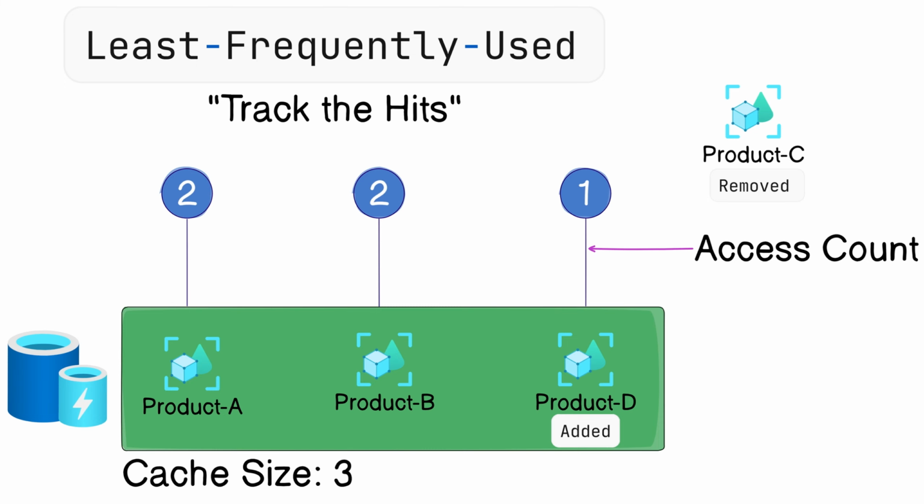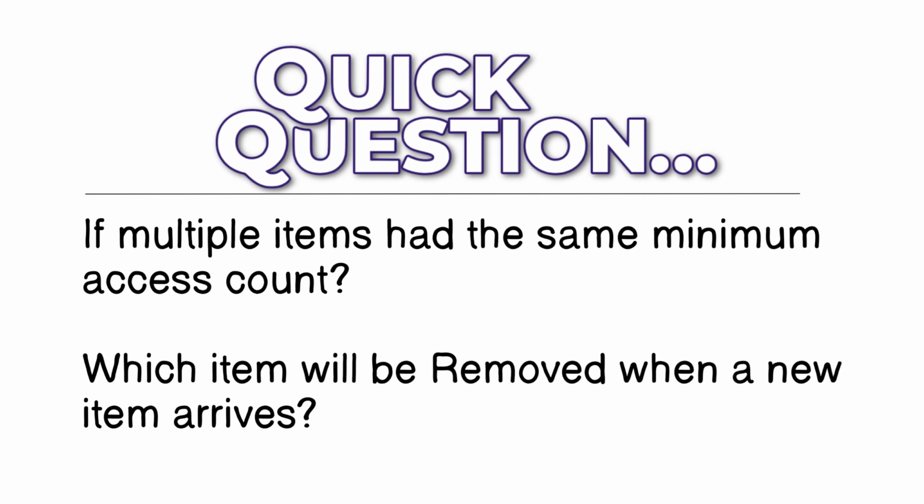Here is another question for you. What would happen if multiple items had the same minimum access count? What solution can you think of to solve this problem? You can pause the video for a moment and think about it.